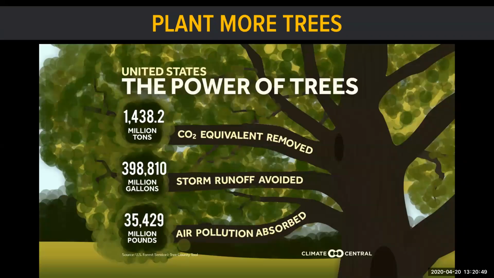Remember how I said that land is a carbon sink? Trees absorb carbon dioxide, and they are one of our best solutions to combating climate change. Trees absorb carbon dioxide, avoid storm runoff, and absorb air pollution. Imagine all the good we can do with more trees. Participate in tree planting whenever possible and advocate for more trees in your community.